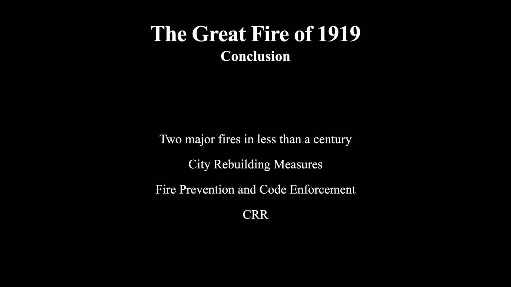In conclusion, the Great Fire of 1919 was a major fire in the Mobile, Alabama area, its second largest in less than a century. Measures that were taken to rebuild the city after the fire are unknown. Fire prevention and code enforcement measures preceding the fire are also unknown. The city was rebuilt and it came back strong. There are still many buildings constructed during this time that are present in the downtown area of the city. The Bureau of Community Risk Reduction, CRR, is staffed with very highly trained inspectors and investigators that keep our city safe and those buildings in compliance with modern code enforcement, fire prevention, and fire protection.